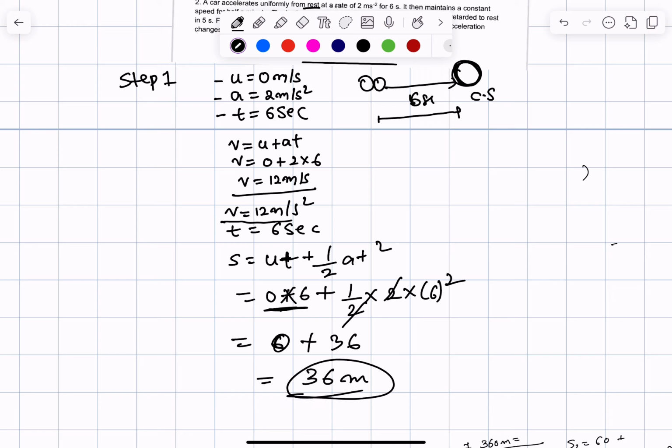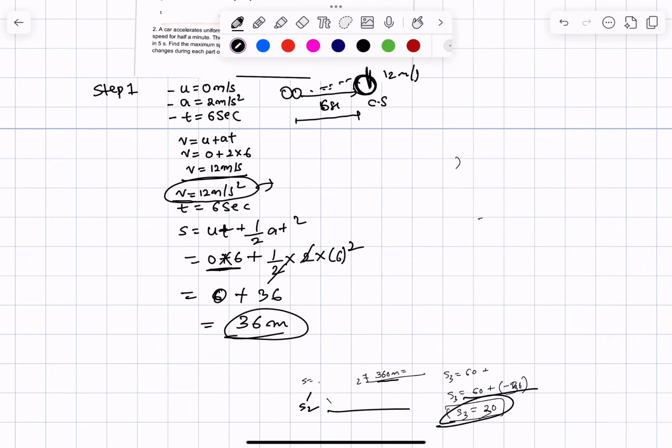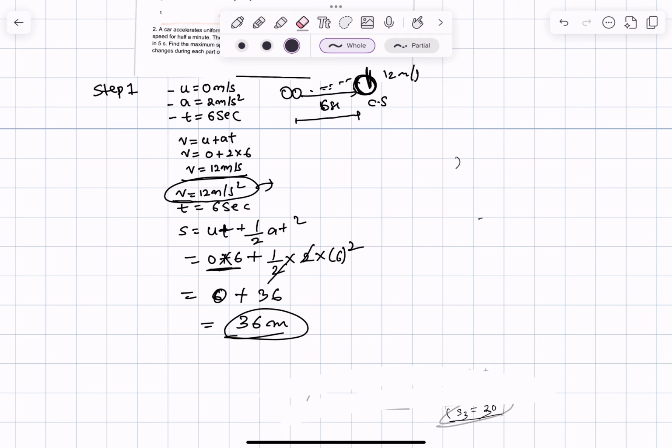And why are we not using v? Because it's still in process. It is attaining 12 meter per second at this point, but till now it was constantly increasing. So for step 1, I hope this is clear. Yeah, let's move to step 2.